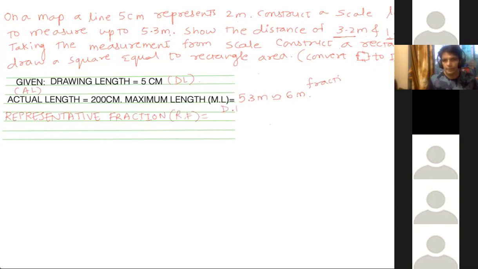So what is representative fraction? Drawing length upon actual length. What is drawing length? 5 centimeter. What is actual length? 200. So our RF is 5 upon 200. Then we have a formula, length of scale.